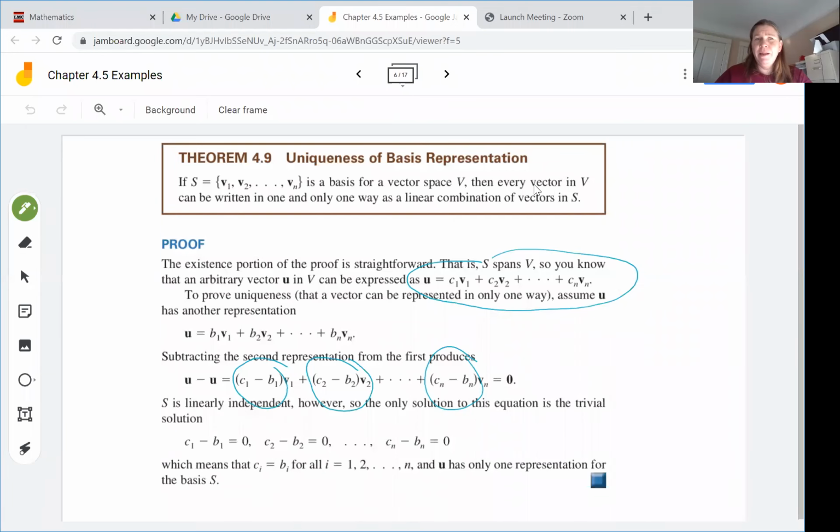In this video, we continue to look at basis representations, and we will also look at dimensions. These are topics from chapter 4.5. So in the last video, we saw the uniqueness of the basis representation. Essentially, we saw that if S is a basis for a vector space V, then every vector can be written in only one way as a linear combination of vectors in S.